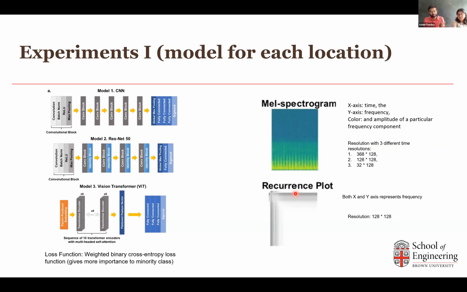About the two pre-processing methods, as you can see, for the MEL spectrogram, three different time resolutions were considered, which were 368, 128, and 32, at the constant maximum frequency of 128. And for the recurrence plot, two different resolutions were tested. There is a motivation for this, and I'll come to later why the authors did this.